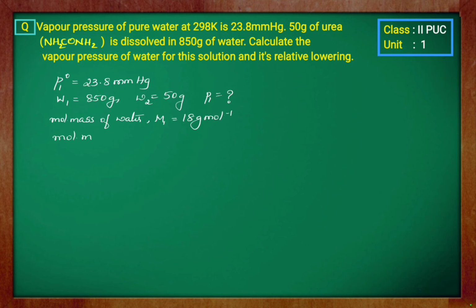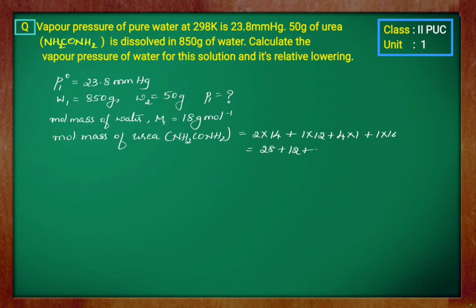Molar mass of urea. The formula of urea is NH2CONH2. 2 into atomic mass of nitrogen, that is 14, plus 1 into atomic mass of carbon, that's 12, plus 4 into atomic mass of hydrogen, which is 1, and also we have 1 oxygen, so 1 into 16. So this is equal to 28 plus 12 plus 4 plus 16, which is equal to 60 grams per mole.